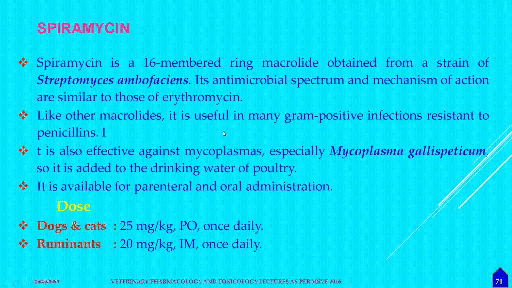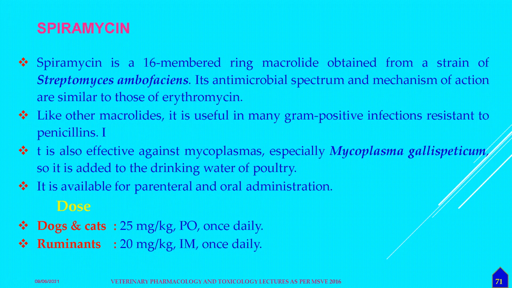Then spiramycin. The spiramycin is a 16 membered ring, whereas usually the erythromycins are 14 membered. It is a macrolide obtained from a strain of Streptomyces ambofaciens. So its antimicrobial spectrum and mechanism, etc., are very similar to that of erythromycin. And like other macrolides, it is useful especially in case of gram-positive infections resistant to the penicillins.